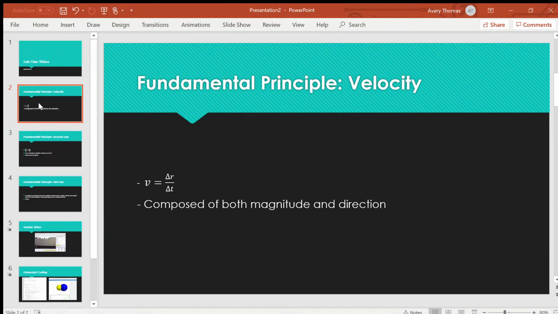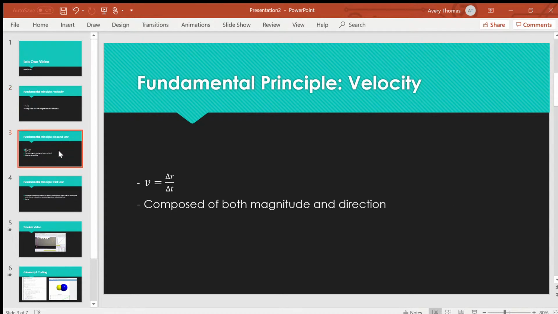The first fundamental principle that must be understood for this lab is velocity. Velocity is defined by a vector expression of the displacement that an object or a particle undergoes with respect to time. This definition is best understood, in my opinion, through velocity's formula, v equals delta r over delta t, where r is position in meters and t is time in seconds. The change of position and time are both calculated by subtracting the initial from the final, and velocity must also have both magnitude and direction.